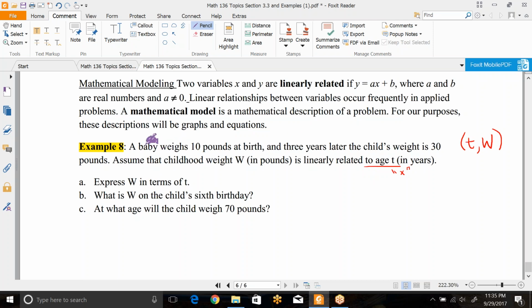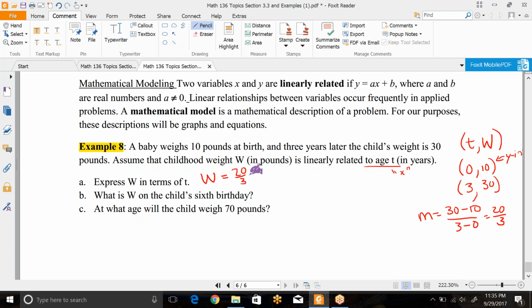In that regard, time, if a baby is just born, that would be 0 years old, and it would weigh 10 pounds when it was born. When the baby is 3 years old, the child weighs 30 pounds. Notice the information is just written in sentence form. So we need to find the slope. That would be 30 minus 10 over 3 minus 0. That's 20 over 3. And then this is the y-intercept because it is the b value. So this is W equals 20 over 3 t plus the 10 pounds that the baby had at birth. That's my formula for this child's weight in terms of age.